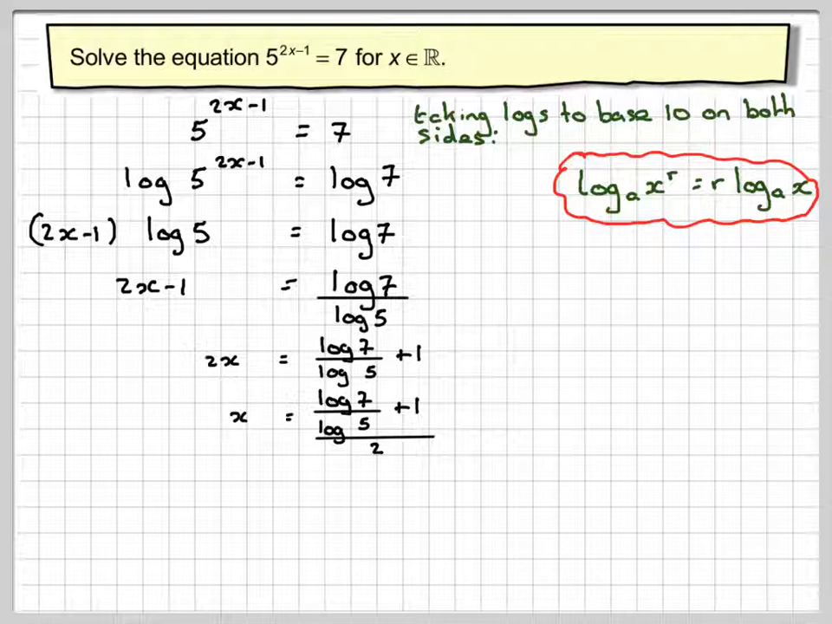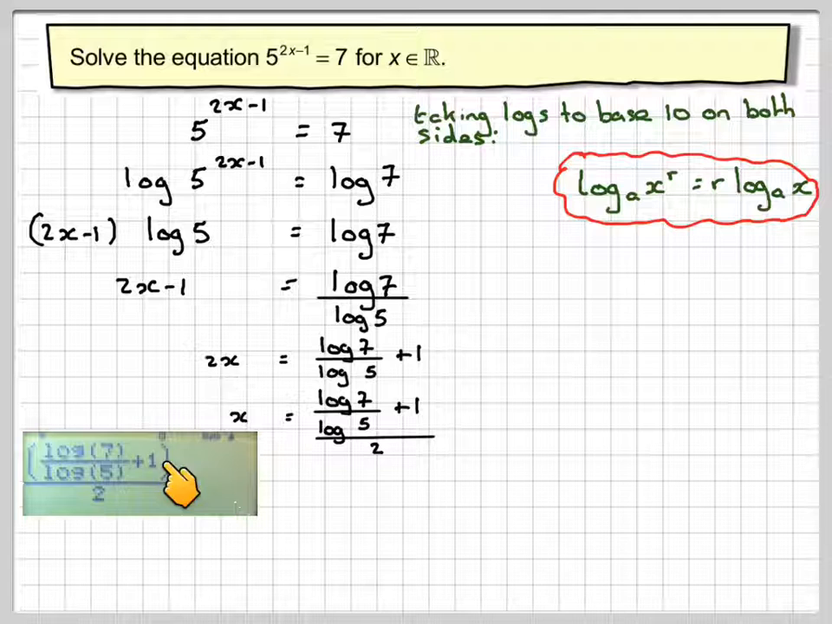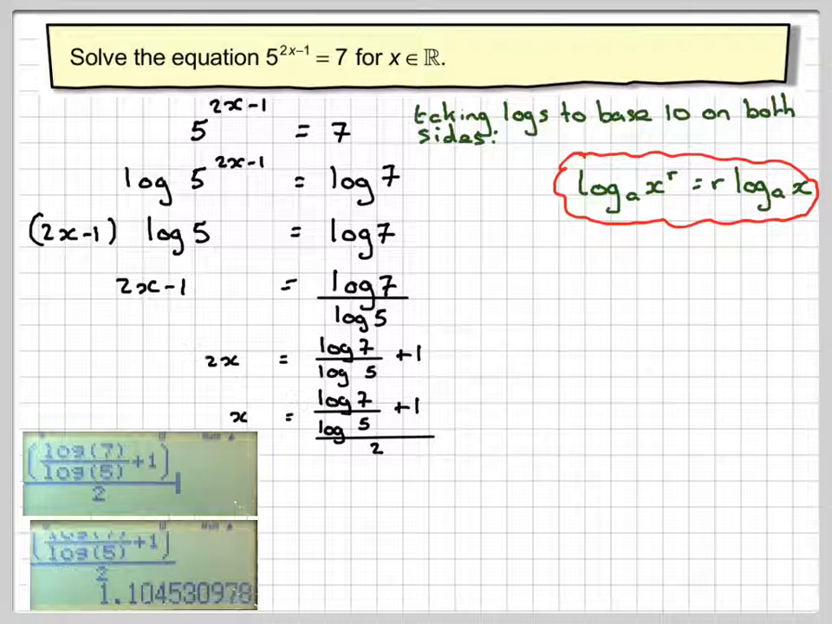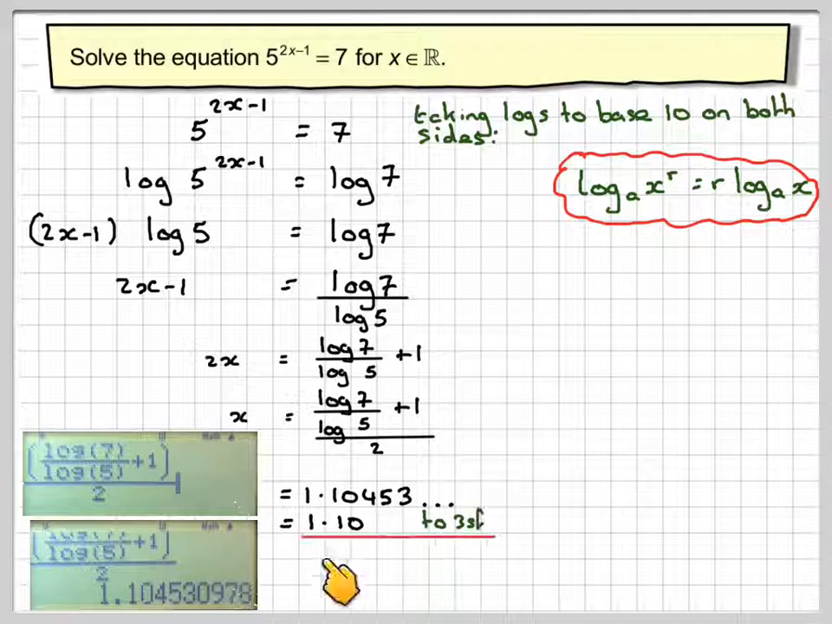Now we can stop at this stage and then use our calculator. If we do this on our calculator, we must put the top bit in brackets before pressing that fraction button again to get the 2 underneath. That's going to give me an answer of 1.10453. And we round that off to 3 significant figures, so it gives me 1.10.